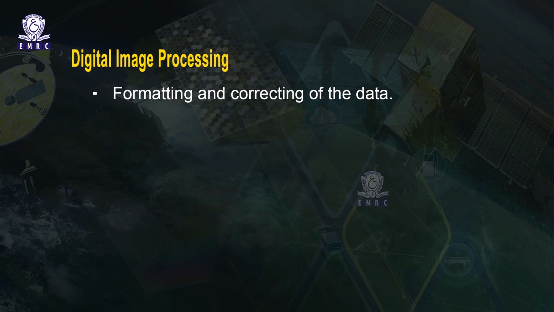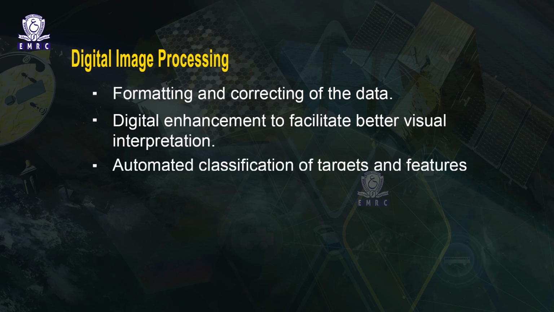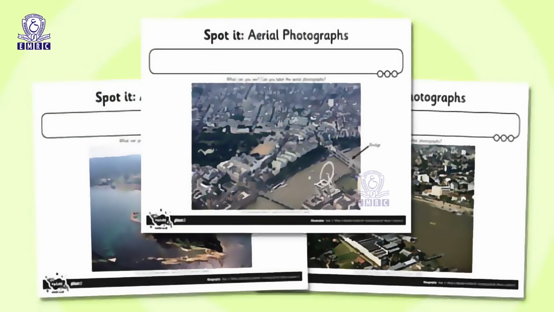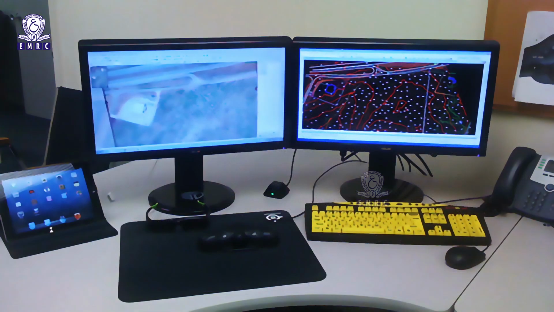Digital image processing may involve numerous procedures including formatting and correcting of the data, digital enhancement to facilitate better visual interpretation, or even automated classification of targets and features entirely by the computer. In order to process remote sensing imagery digitally, the data must be recorded and available in a digital form suitable for storage on a computer compatible tape or disk.